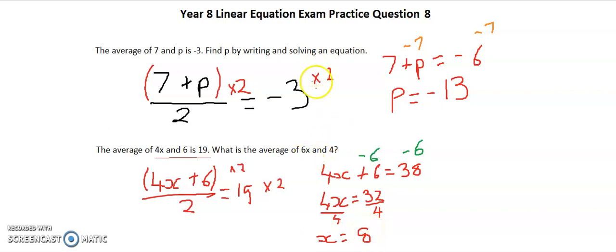So if I look at this next part of the question, it says the average of 6x and 4. Well, if I've got 6x, that's saying 6 times 8 plus 4, and I'm dividing it by 2. So 6 times 8 is 48, plus 4, dividing it by 2, and I get 26. So the average of 6x and 4 is 26.